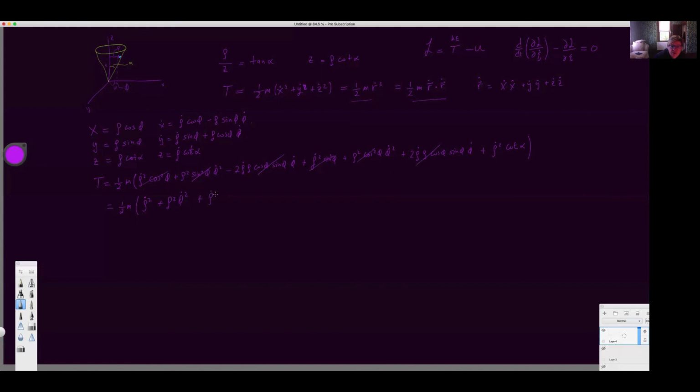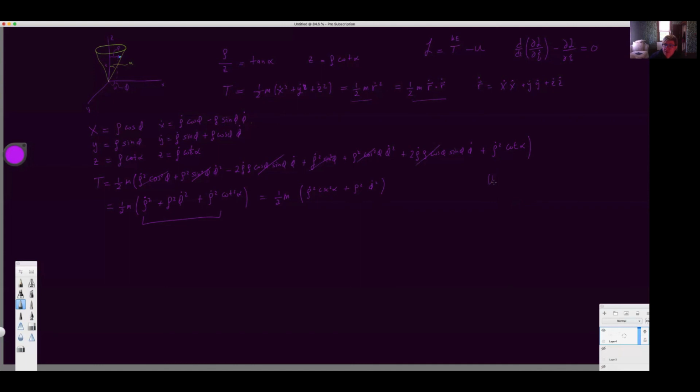And then we have plus rho dot squared cotangent squared alpha. And I can even combine these two because 1 plus cotangent squared is cosecant squared. If you don't remember that, just prove it to yourself. So 1/2 m, and then we have rho dot squared cosecant squared alpha plus rho squared phi dot squared. Now that looks a whole lot better than before. It's much better, and all we have to do now is figure out what U is.